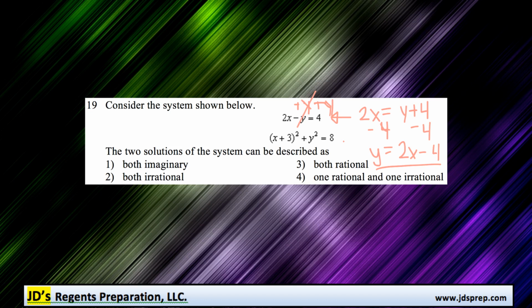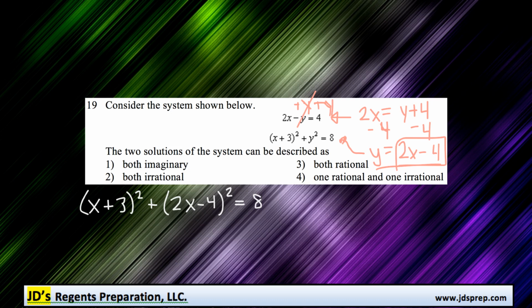Okay, so with that done, what we can do is substitute that into the second equation. So anytime you see y, instead we write 2x minus 4. Let's try it. So we'll have (x plus 3) squared plus, now instead of y, we're going to write (2x minus 4). Of course, we want to put it in brackets because it's all being squared, and it's going to equal 8. Okay, so now we have an equation with one variable, so we can solve it.